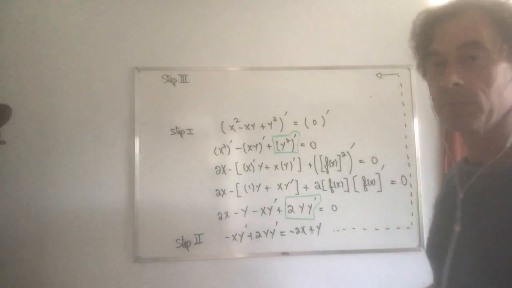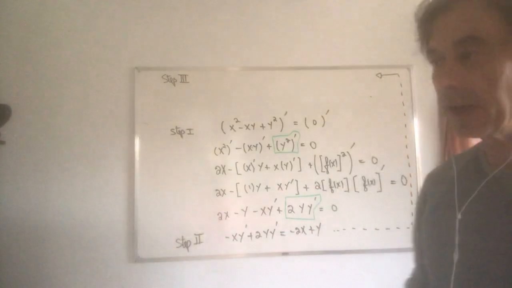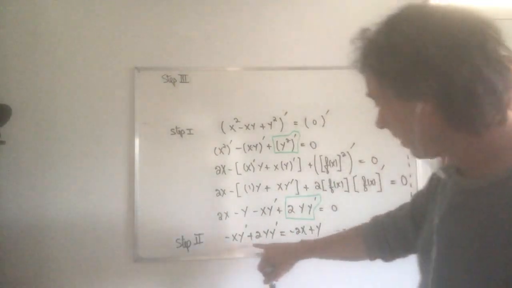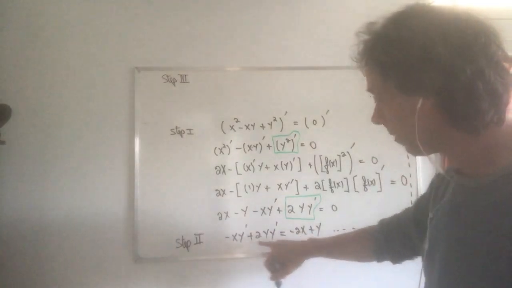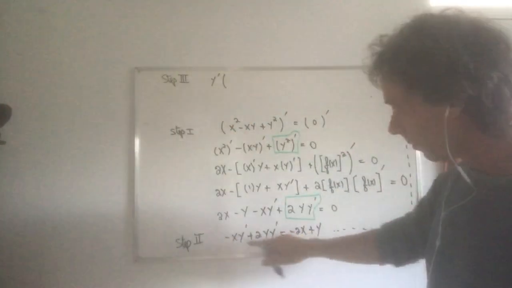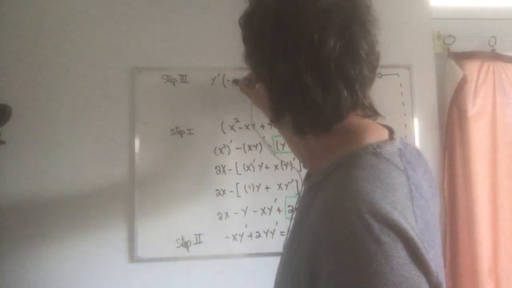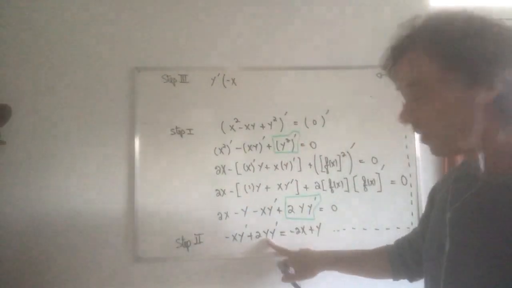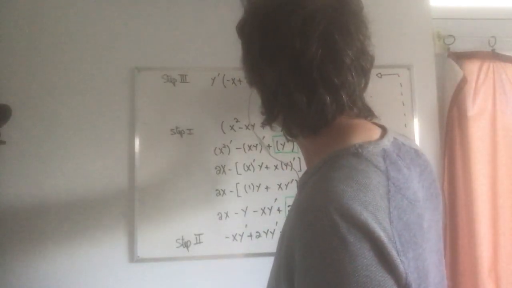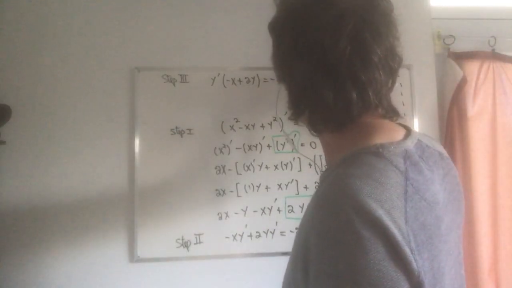What is step 3? Isolate the y prime from the left-hand side and basically finish isolating the y prime by division. So I'm looking at this. I'm going to take out the y prime from here. What will I be left with if I take out the y prime from this guy? I'll have minus x. And if I take out the y prime from 2y y prime, plus 2y. The right-hand side will remain as it was, minus 2x plus y.